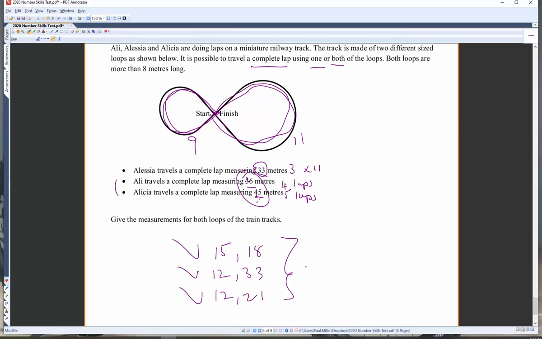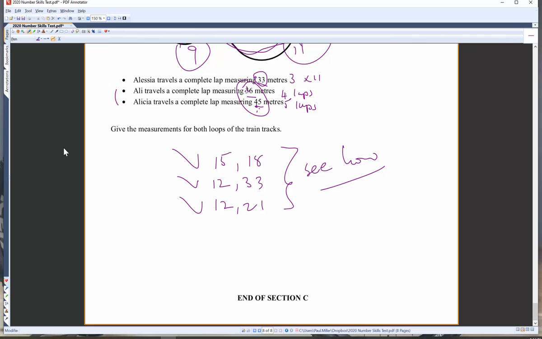So it was a bit of a task. See how these ones were okay. But most of you who got the marks for that did use a 9 and 11 configuration. Right, and there's the end of the assessment solutions.